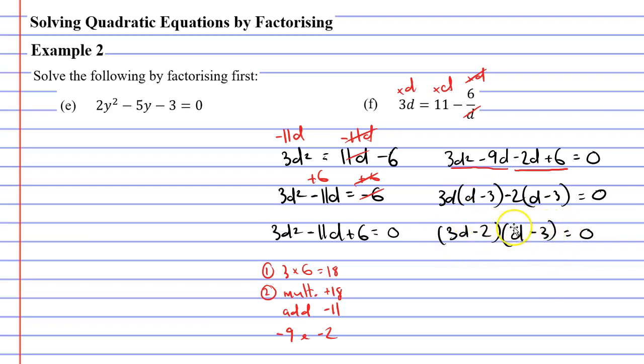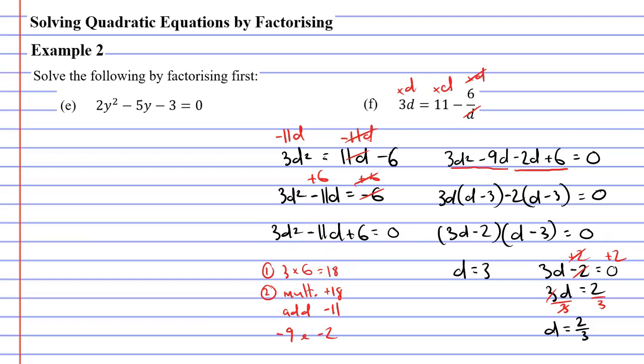How would I make the second set of brackets equal 0? Well, that's quite simple. I would just make d equal 3, because 3 minus 3 is 0. That's one of my solutions. To get the second solution, I need to make 3d minus 2 equal to 0. If I have 3d minus 2 equal to 0, I simply add 2 on both sides, like so, giving me 3d equals 2. I then divide both sides by 3 in order to cancel the 3, and I get that d equals 2 over 3.